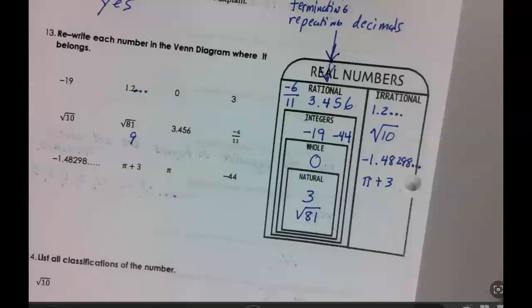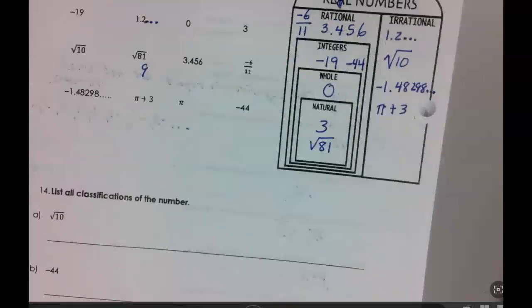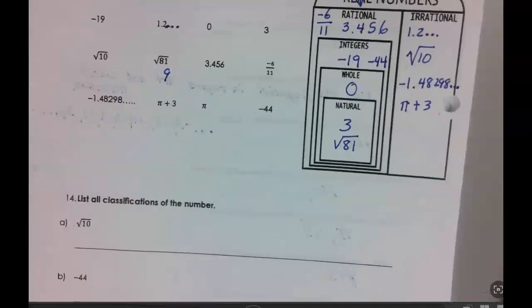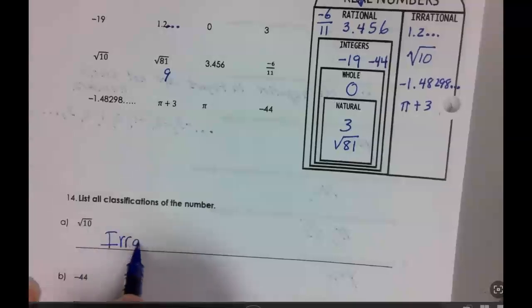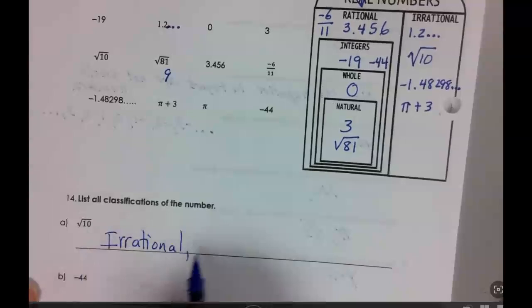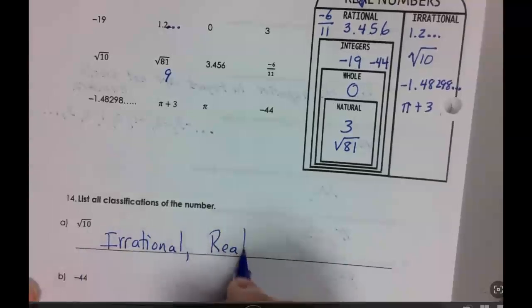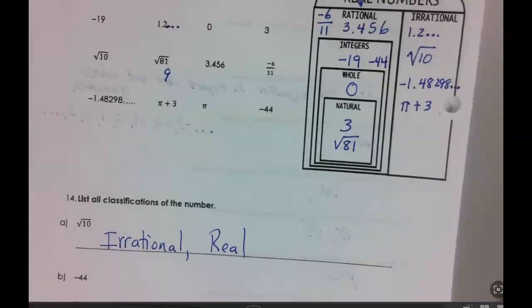I hope. Okay, now, list all the classifications of this. So start with the square root of 10. What is it? It's irrational, and then it's real, isn't it? So that's all the sets it's in, correct? It's irrational and it's real.